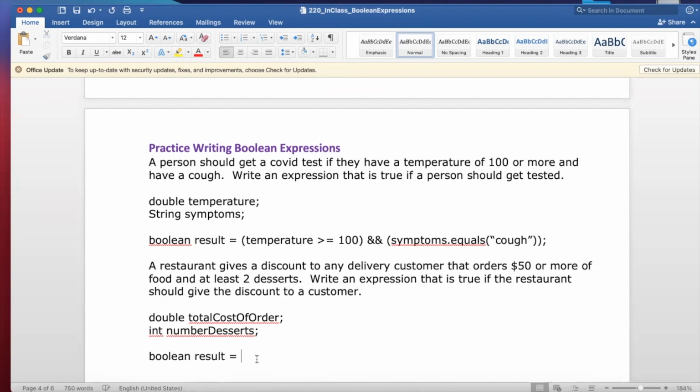Once I have my variables identified, now I'm ready to capture the decision-making process in my Boolean expression. In this case, I want to decide, should the person who is placing the order get the discount? They're eligible for the discount if the total cost of their order is greater than or equal to 50, and also if the number of desserts is greater than or equal to 2. And then finally, I need to decide what logical operator to use to combine those two answers. Because we want both of those things to be true in order for somebody to be eligible for the discount, we're going to use the and operator.